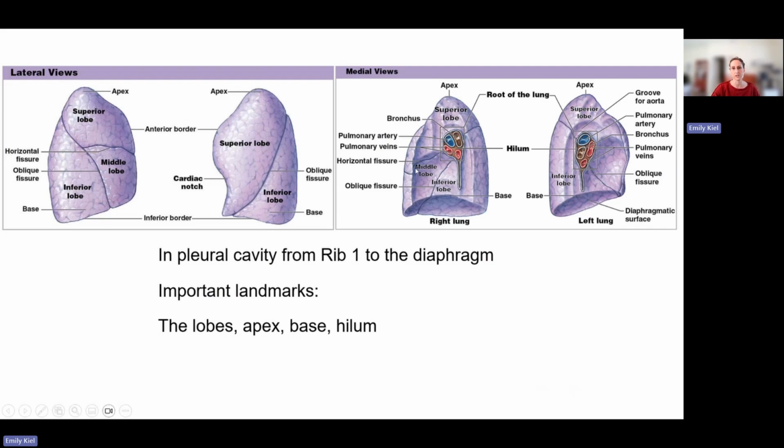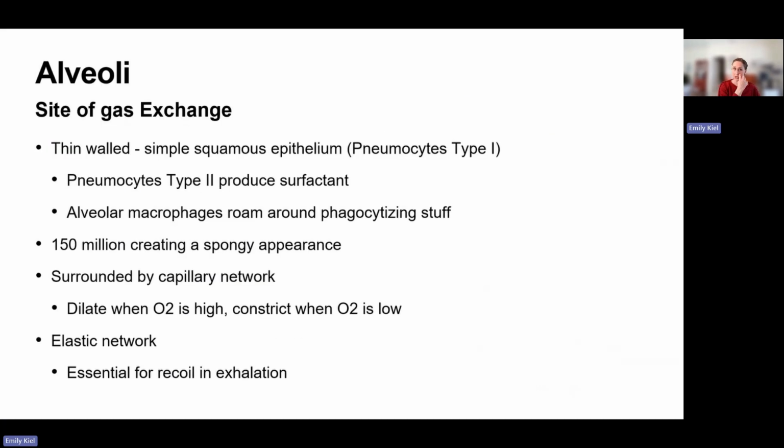You can see in the right lung, we have the horizontal fissure and the oblique fissure, just an oblique fissure in the left lung because there are only two lobes. You can see the slightly domed diaphragmatic surface at the base, and then we have the apex here as well. And then on this left lung, you can also see there's this nice groove for the aorta, so it's got space to move down. So few landmarks we want to be aware of in the lungs.